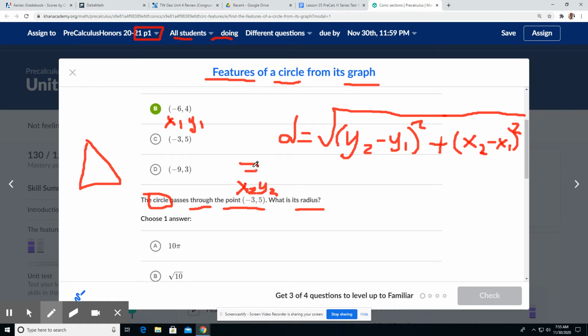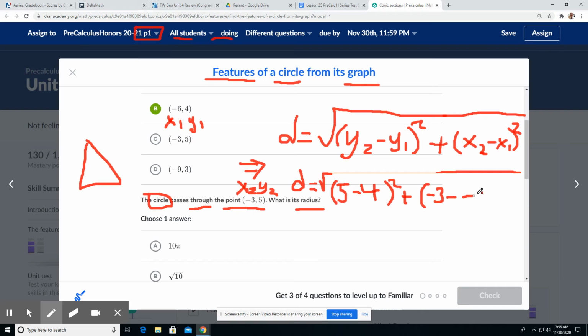So the distance, or the radius in this case, since the distance from the center to any outside point would be the radius, is equal to the square root of y2 minus y1. y2 is 5 minus y1, which is 4. All of that gets squared. Plus the change in x's: x2 is -3 minus x1, which is -6. It's a double negative sign.